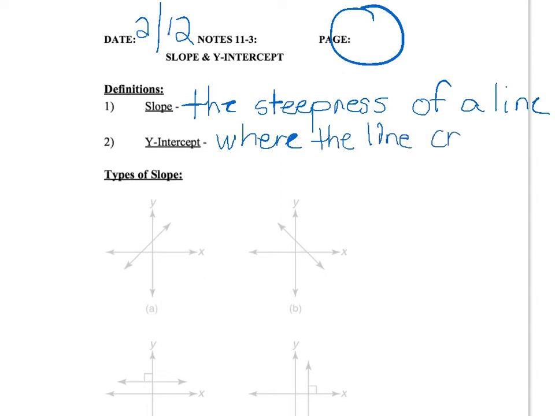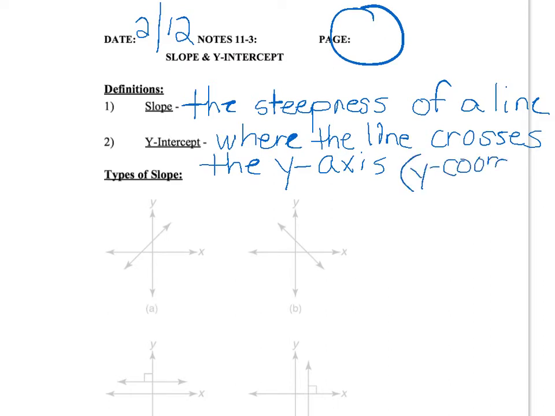crosses the y-axis, and we're talking specifically about the y-coordinate at that point. And we call this letter B. So in an ordered pair, when we're talking about the y-intercept, the first coordinate is going to be 0, and the second coordinate is going to be B, and that is our y-intercept specifically.